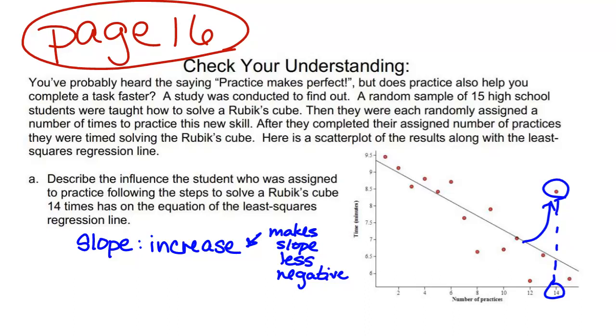If it tilts my line up, so my line becomes less steep, what's going to happen to the y-intercept? That's going to decrease because it's going to pivot like this. My line would tilt like this. So my y-intercept will decrease. All right, let's go look at the next part.